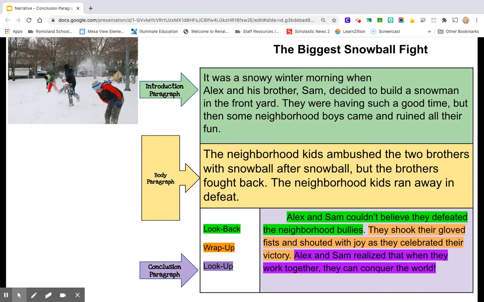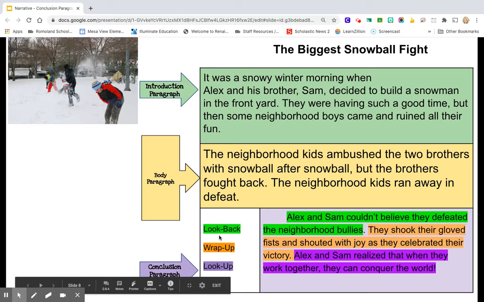Oh man, isn't this so much better? Rather than just that one sentence, now we have three complete sentences that give us more detail. And it shows that the characters looked back and talked about how they felt, like they couldn't believe they did that. Then it wrapped it up and told us, what did they do after the kids ran away?